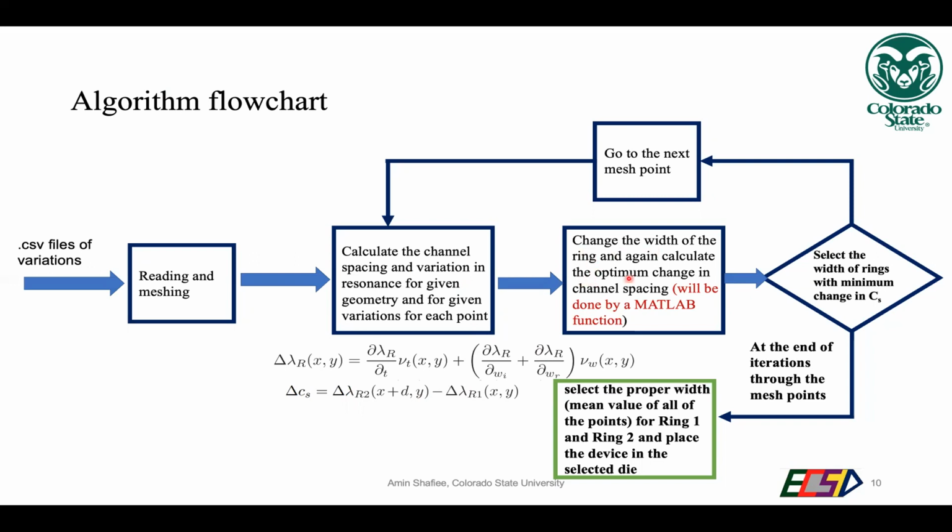We change the width of the ring and again calculate the optimum change in the channel spacing, and we report the widths of the rings, ring 1 and ring 2, which could lead to the least variation in the channel spacing. Then we select the width of the ring with the minimum change in the CS. We do the loop for all of the XYs of the selected die and the mesh. And then at the end of the iteration through the mesh points, we select a proper width, which can be obtained by the mean value of all of the points for ring 1 and ring 2, and place the device in the selected die.